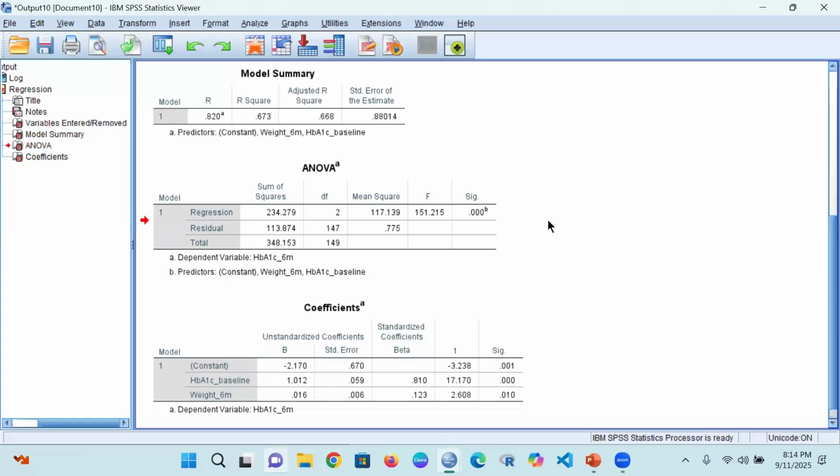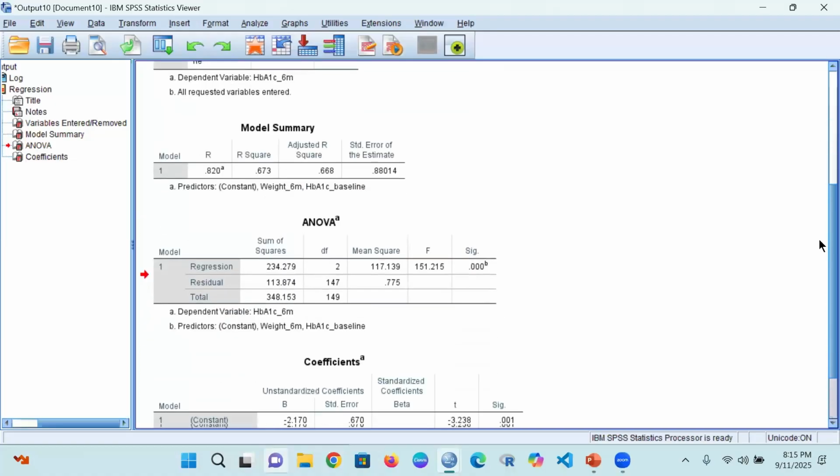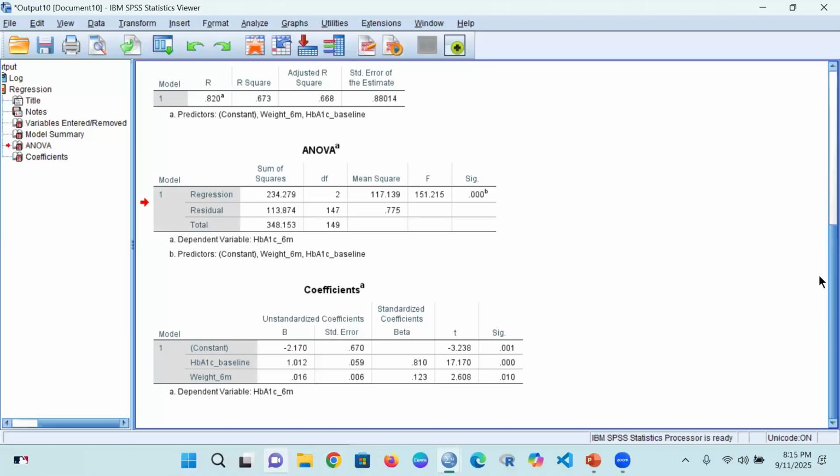So here you can conclude that there's no statistical significance that the weight is affecting the drug. There's no statistical significance because it's less than 0.005. So anytime we want to conduct a multiple regression, that is the way to go about it. So that's how to do a multiple regression.